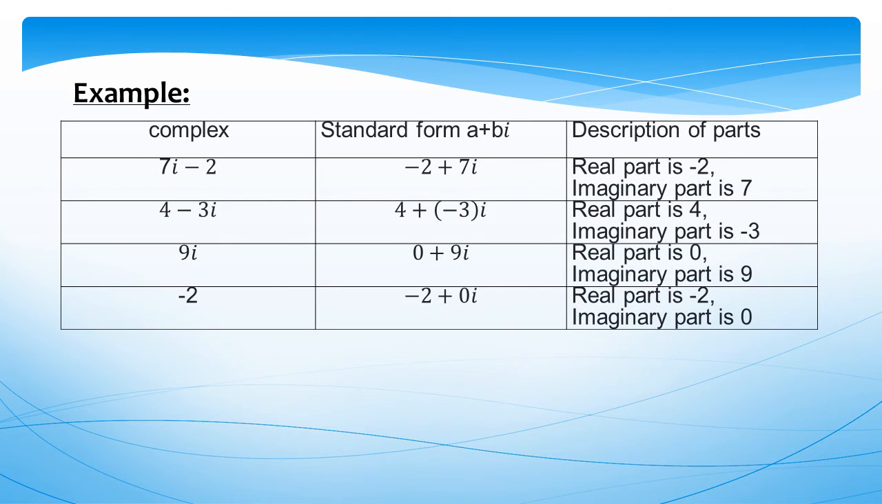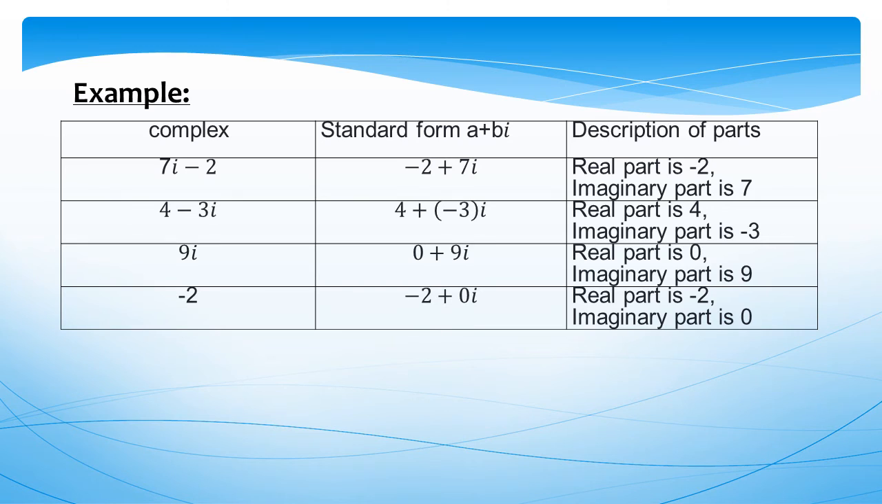Here we have some complex numbers. First we write them in the standard form of a complex number, meaning a plus b iota, and then discuss the description of parts. The complex number is 7 iota minus 2. In standard form, first we write minus 2 plus 7 iota. The real part is minus 2 and the imaginary part is 7.